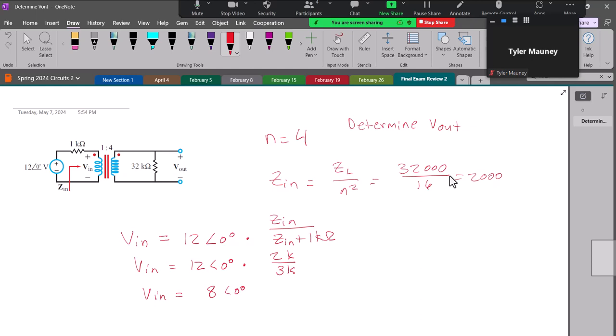We know that V out equals N times Vn. And so V out equals 4 times 8 angle 0 degrees. Our V out equals 32 angle 0 degrees. Is that it? That is it.